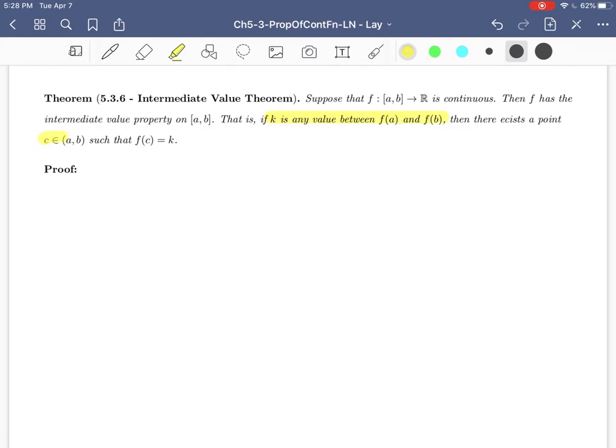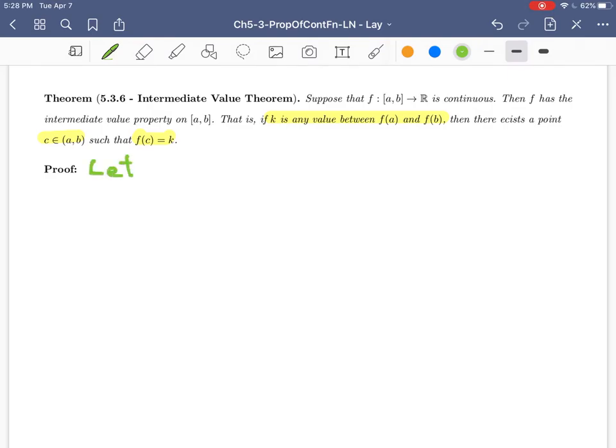point c in the open interval. There has to exist a point c between a and b, not at those endpoints, that has a function value equal to k. So for every choice between f of a and f of b. Let's see if we can prove this.